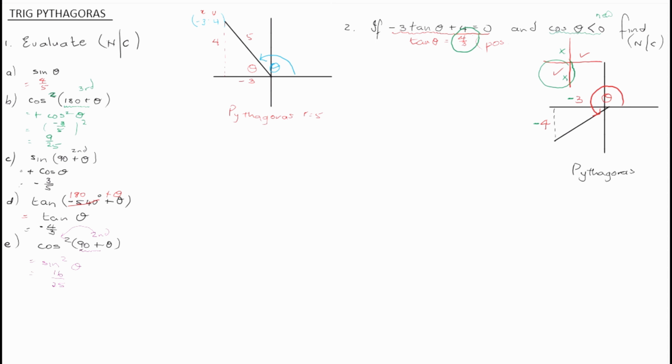Okay, Pythagoras is a 3, 4, 5 again, so R is 5. Remember, your R is always positive. Okay, having done that, we can now go and answer the questions.